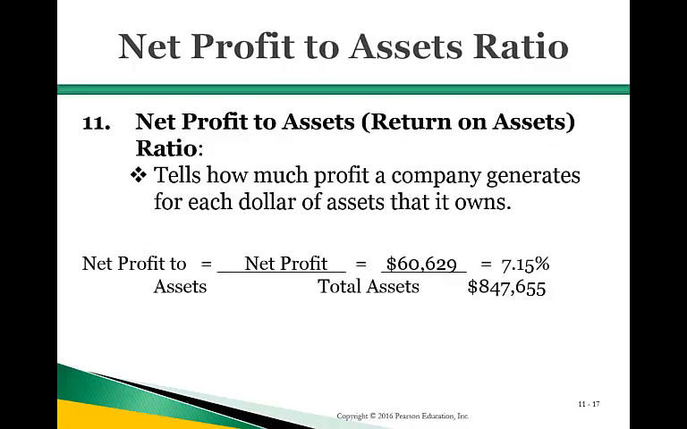Okay, another way to look at net profit is in relation to total assets. So here the net profit of 60,000 divided by the total assets of 847,000 is 7.15%, which seems a little better compared to net sales.